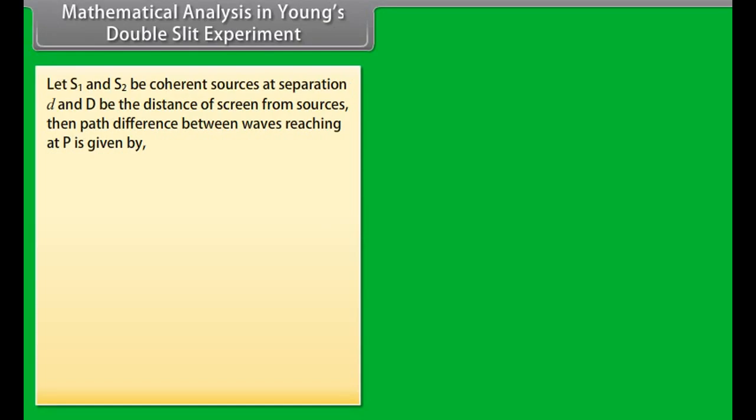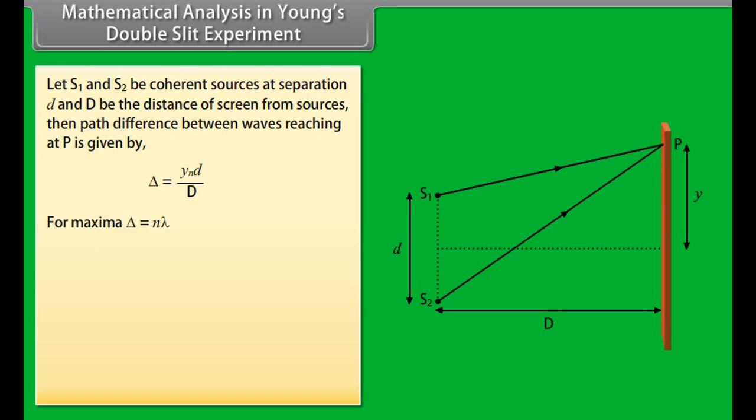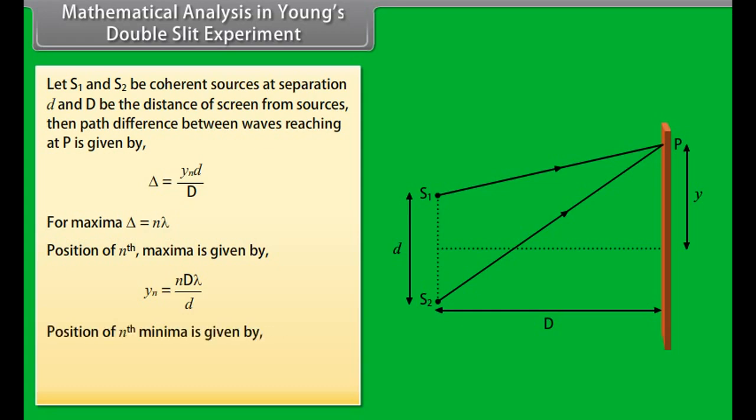Mathematical analysis in Young's double-slit experiment. Let S1 and S2 be coherent sources at separation small d, and capital D be the distance of the screen from the sources. Then the path difference between waves reaching at P is given by the product of yn and small d divided by capital D. For maxima, delta is equal to n lambda, and the position of the nth maxima is given by n capital D lambda upon small d. The position of the nth minima is given by (n minus 1 upon 2) into capital D lambda upon small d.